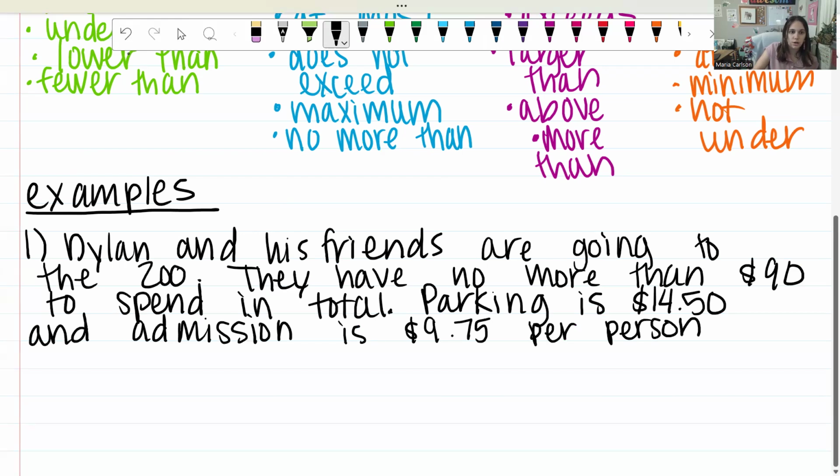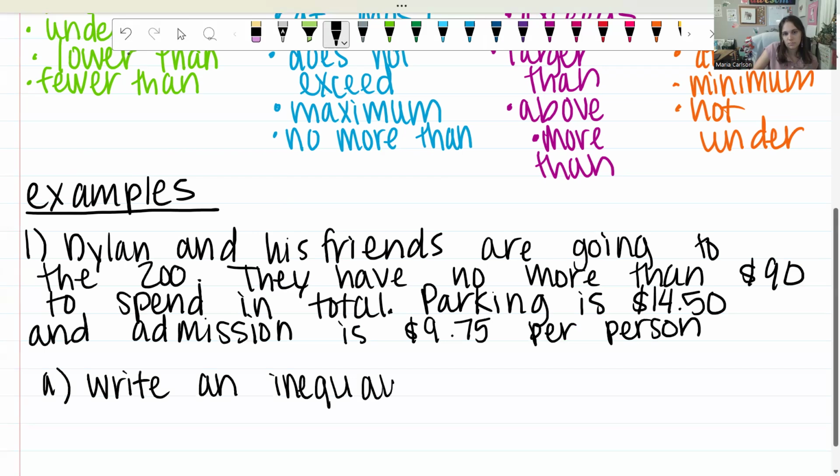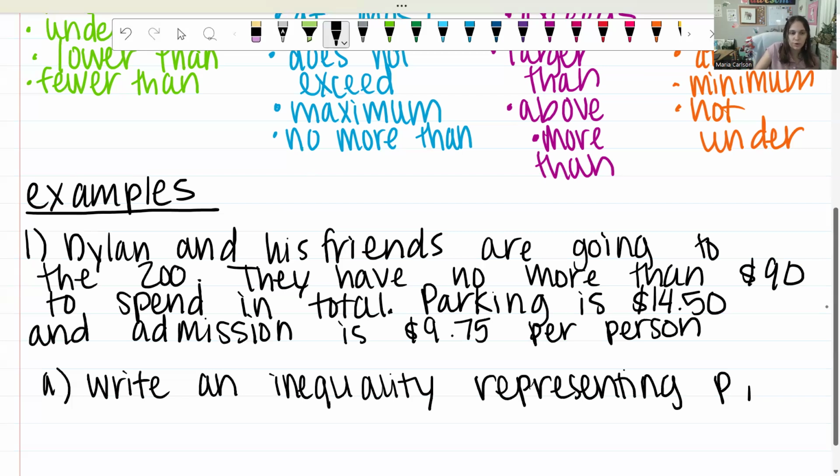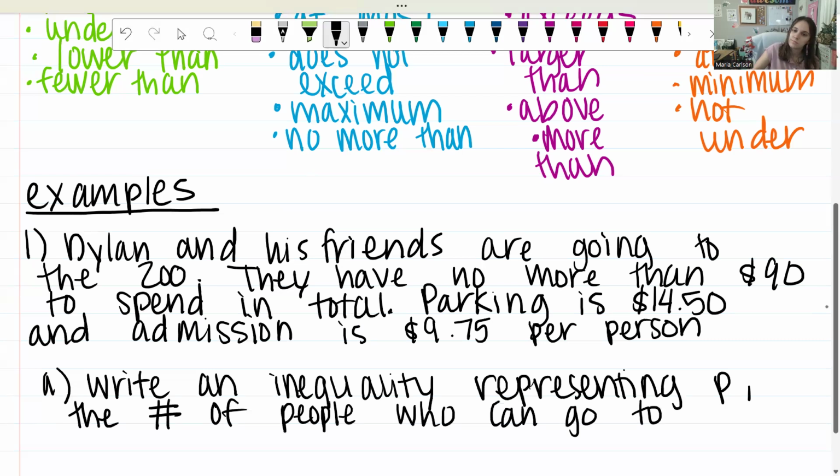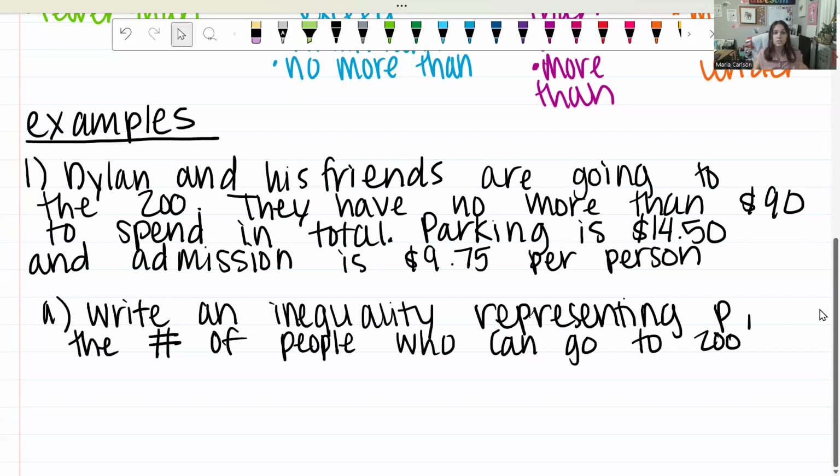We are going to start part A by writing an inequality representing P, the number of people who can go to the zoo. I'm going to abbreviate here, the number of people who can go to the zoo. All right. So we don't know how many people can go, right? We're going to write this inequality for P.